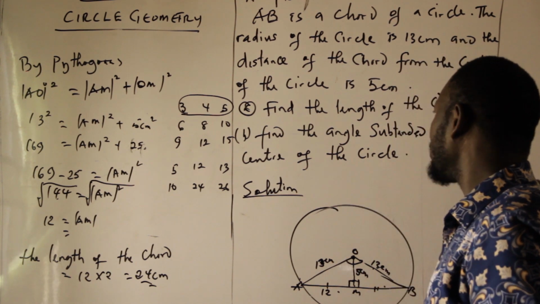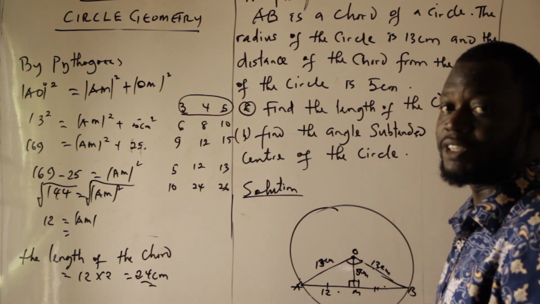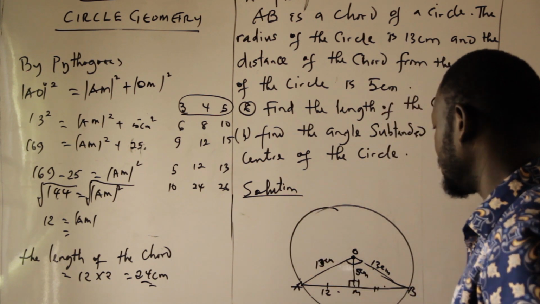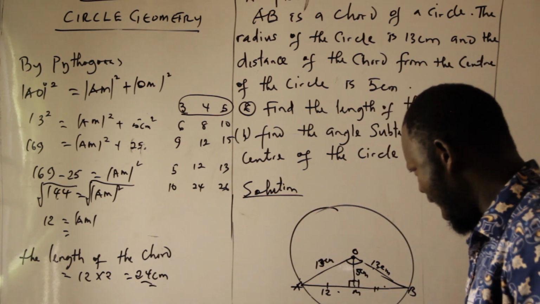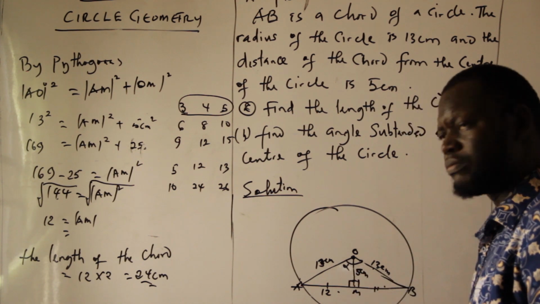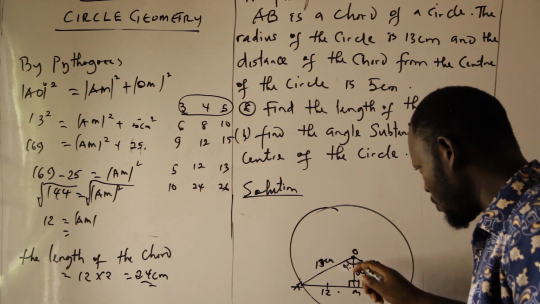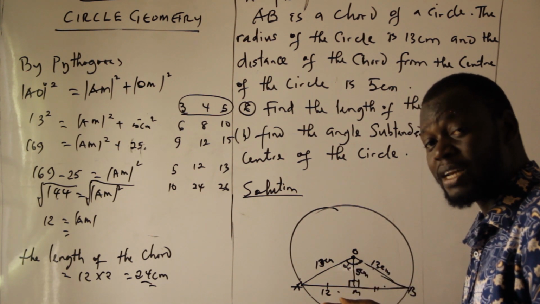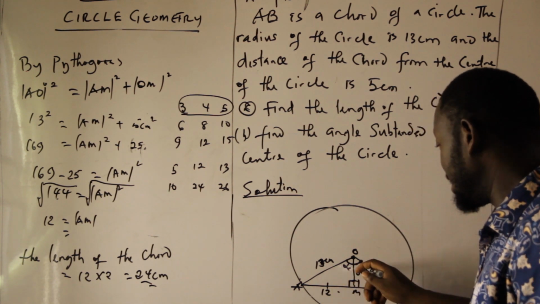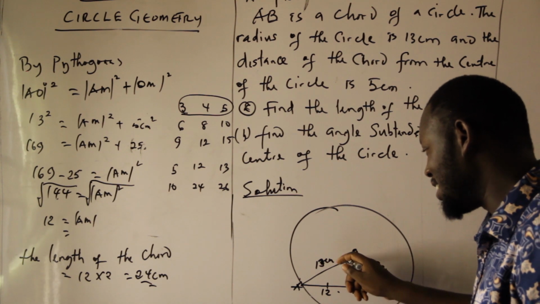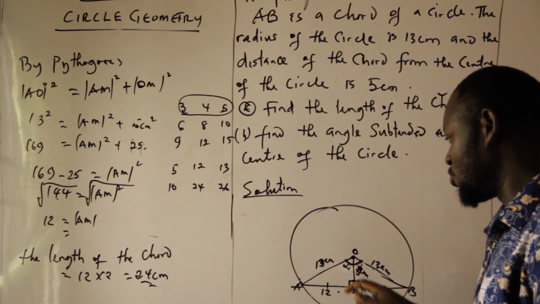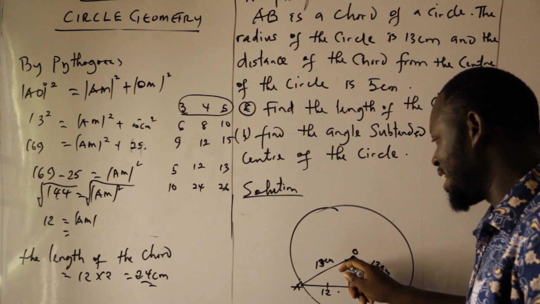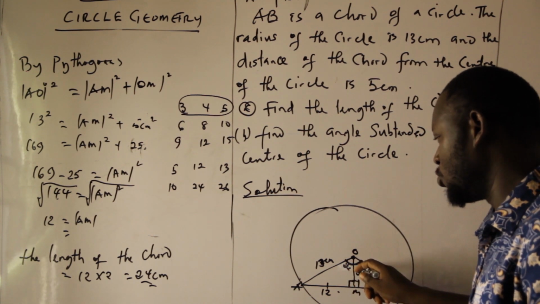Now, going for the angle subtended at the center of the circle, this other question, I think I can solve this first. If I solve this, we are looking for this angle. If I solve this maybe by SOHCAHTOA, that is by trigonometry, then I will double it to get the entire one because this one is the same thing as this. So once I get this one, I will multiply by 2 to get this.